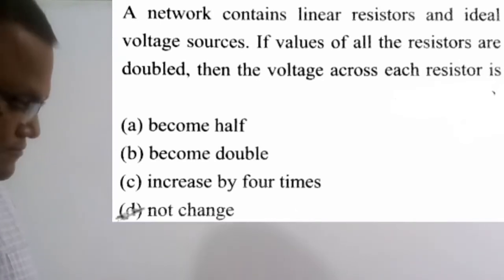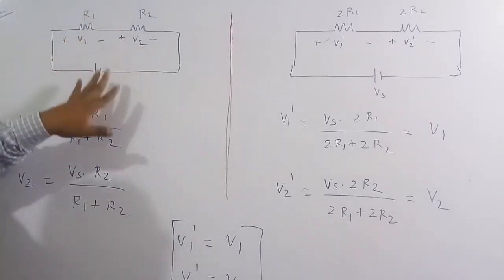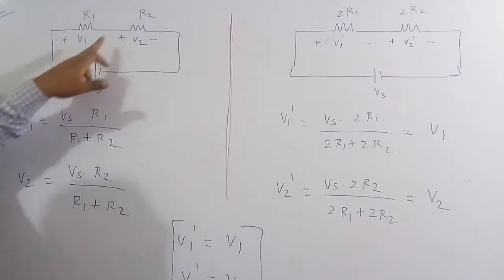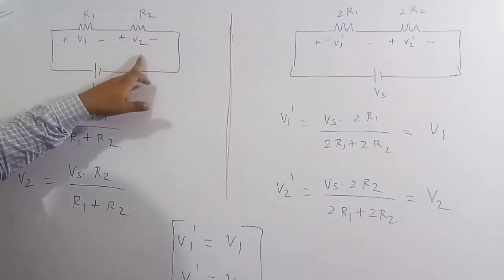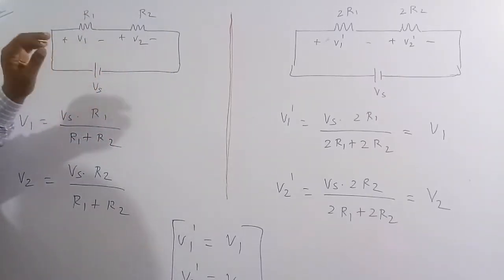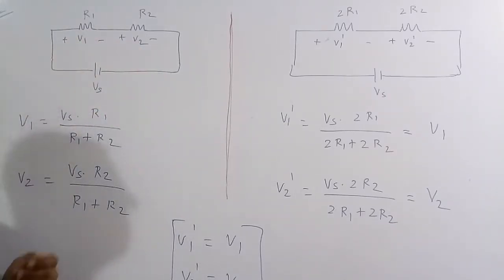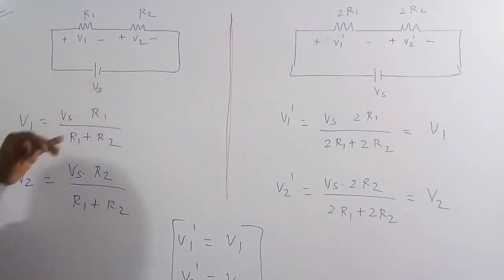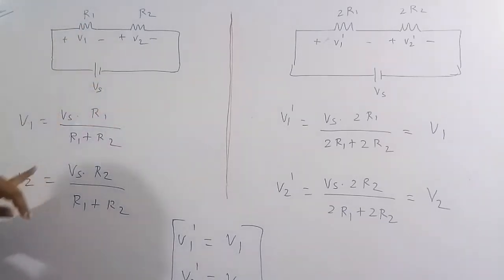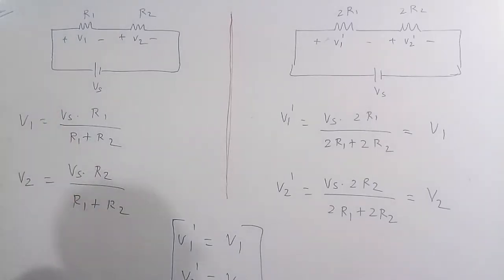Let's solve this numerical. I am going to assume a very simple circuit of only two resistors and an ideal voltage source. The voltage across the resistance R1 is V1 and the voltage across the resistance R2 is V2. I want to know the voltage across each resistor. Using the voltage division principle, V1 is equal to supply voltage into R1 by R1 plus R2, and similarly V2 is equal to Vs into R2 by R1 plus R2. These are the expressions based on the voltage division principle.